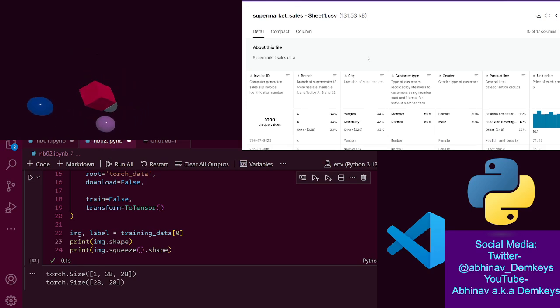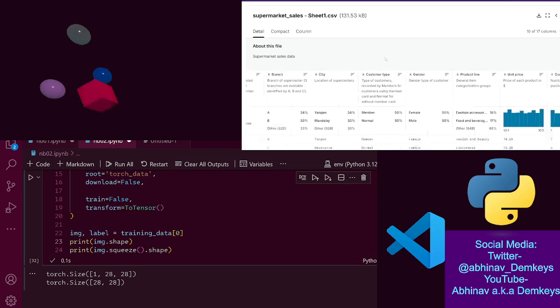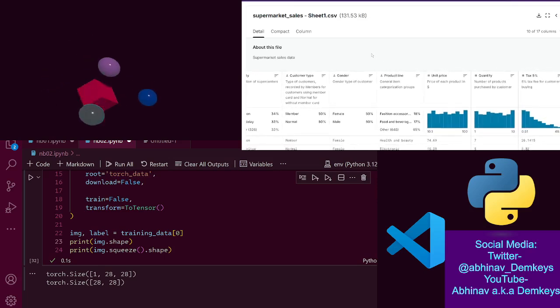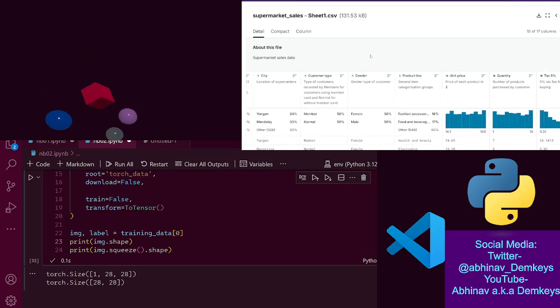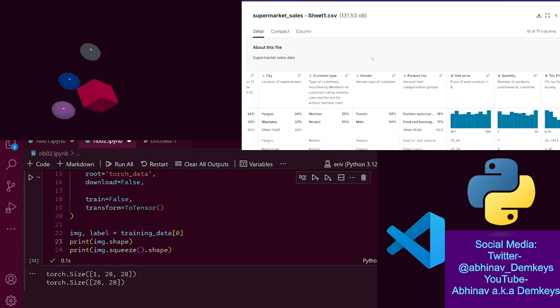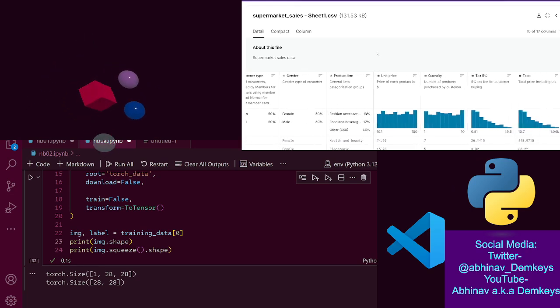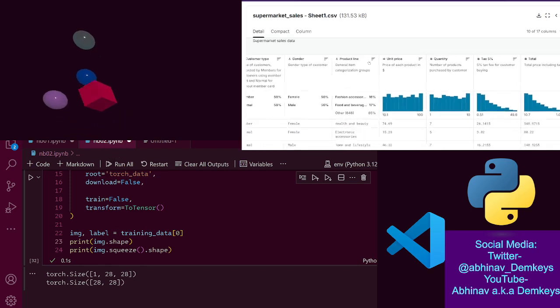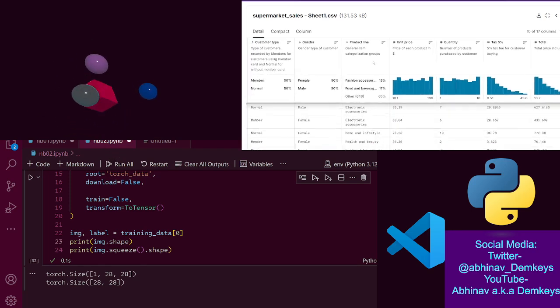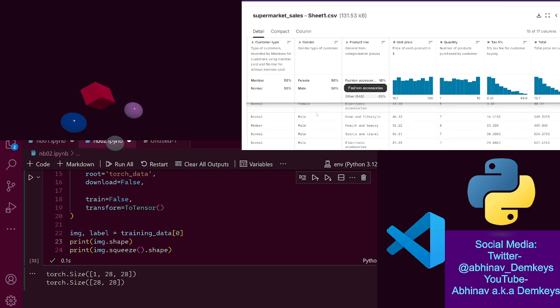So invoice ID, branch, city, customer type. Customer type. Oh, wait. Recorded by members for customers using member card and normal for, oh, okay, so member or non-member. Okay. Product line, unit price, so and so, so and so, so and so. What is the product? Fashion accessories, food and beverage.